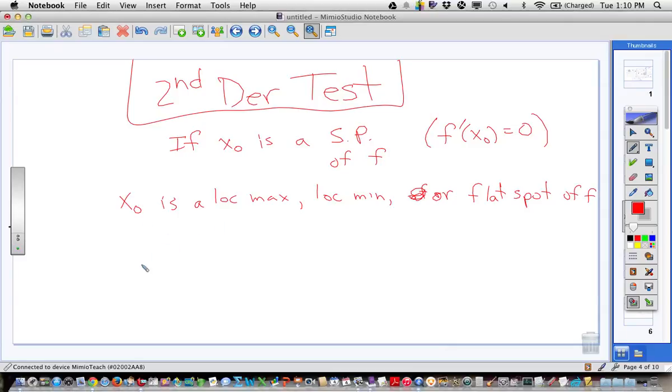So the second derivative test is how do we tell which of those it is? Well, here's how we do it. Let me draw each of those. Let me draw a flat spot. Let me draw a local max. Let me draw a local min. Okay? Now in this case, what is f double prime?